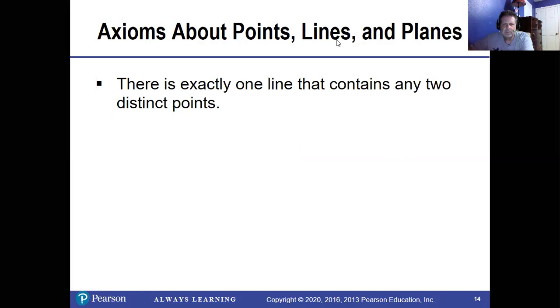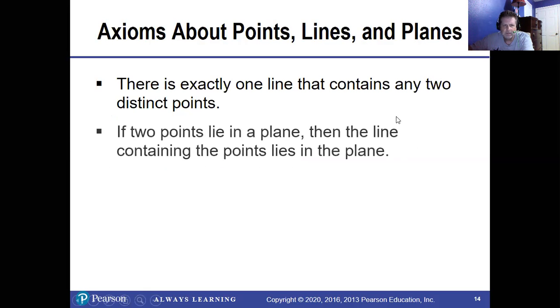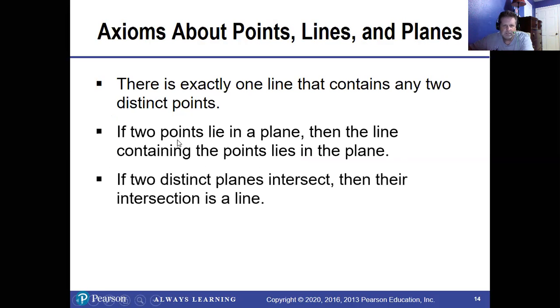Axioms, points, lines, and planes. It says there is exactly one line that contains any 2 points. We already talked about that. If 2 points lie in a plane, then the line containing those 2 points is also in that plane. So that would make them coplanar. If 2 distinct planes intersect, then their intersection is a line. That is an important one.